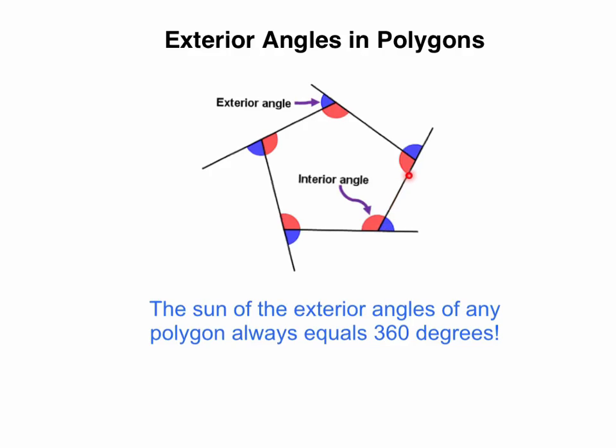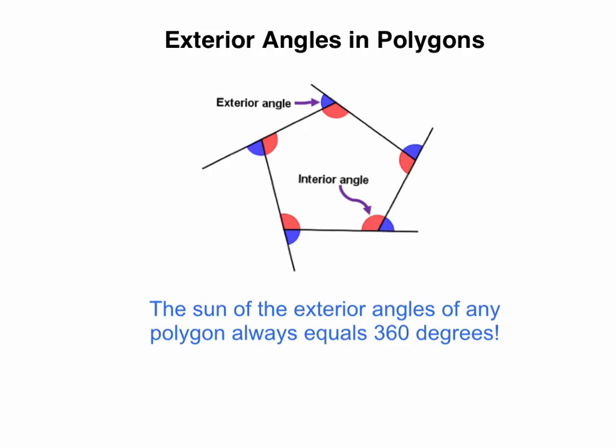If you extend the sides of a polygon in a systematic fashion all the way around the shape, you create exterior angles, and they're marked in blue. And because this is a pentagon, there are 5 of them in this case. And in any shape, no matter how many sides the shape has, the exterior angles always add up to 360.